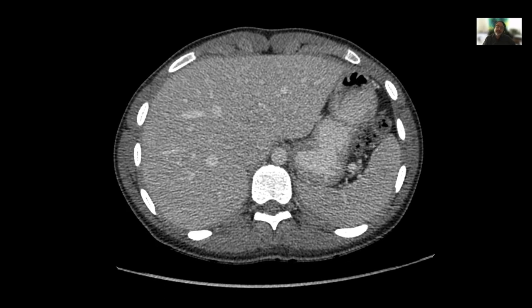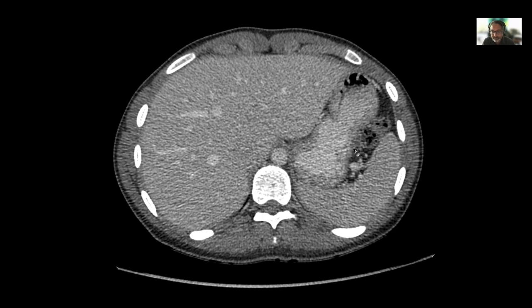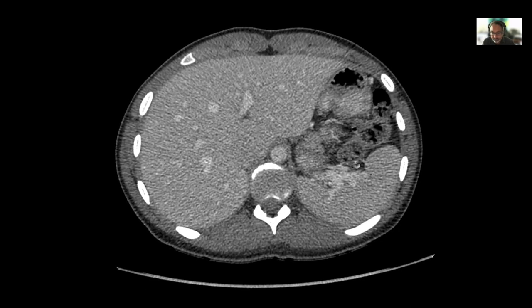Yes. This is now the splenic flexure. So now that this is the splenic flexure, this becomes the descending colon. So now let's descend. This is the splenic flexure, this is the descending colon.